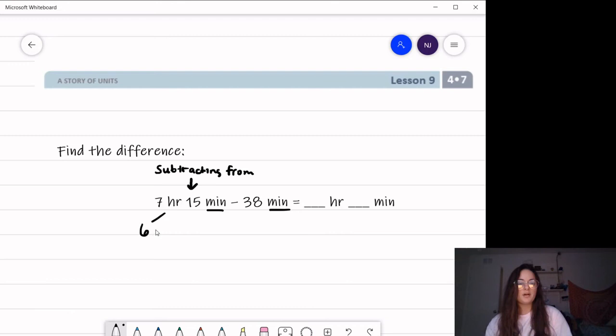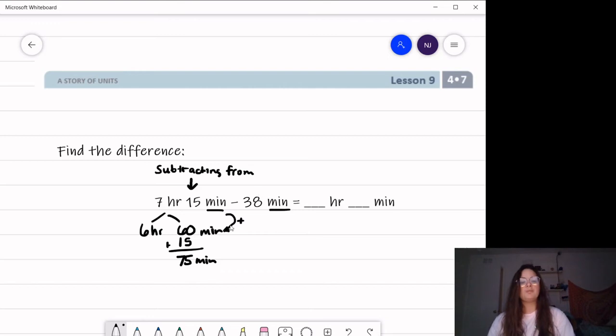So I'm going to break apart my 7 hours into 6 hours and then 60 minutes, because I took an hour away and turned it into minutes. You guys know that if you've been watching with me, I like to add on whatever unit I created, so that way I'm keeping all my minutes together and I'm not going to forget about them. So I'm going to add on the 15 minutes that I already had, and that's going to give me 75 minutes. So now, instead of 7 hours, 15 minutes, I now have 6 hours and 75 minutes.